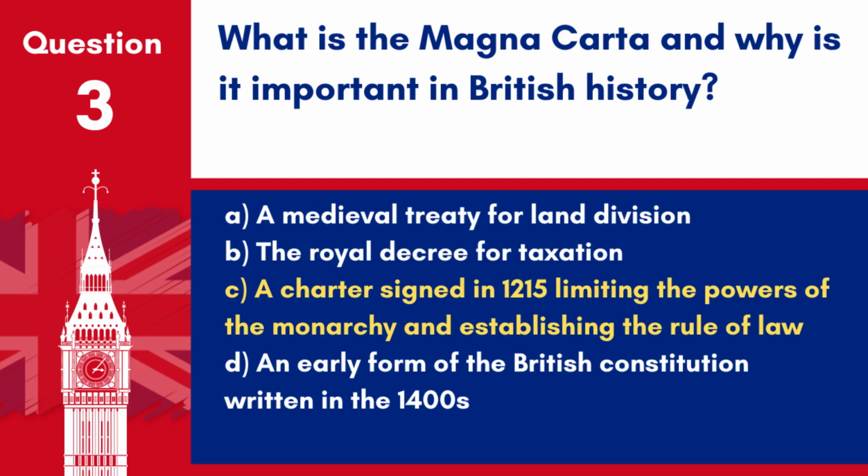Answer. C. A charter signed in 1215 limiting the powers of the monarchy and establishing the rule of law. The Magna Carta is a cornerstone of British constitutional and legal principles, emphasizing the importance of the rule of law and the limits of royal authority.